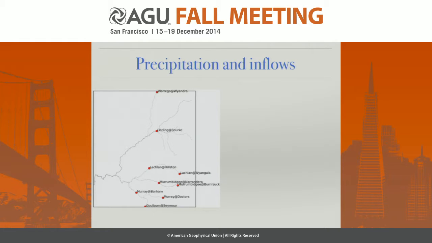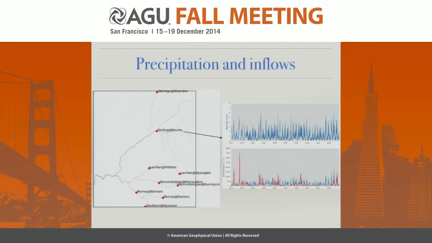So in a bit more detail, we're going to look at 3 stations. So this is the Darling station. On the top, you can see a time series of monthly rainfall, and in the bottom, you can see the resulting discharge in blue from the reanalysis, and red is the observed.